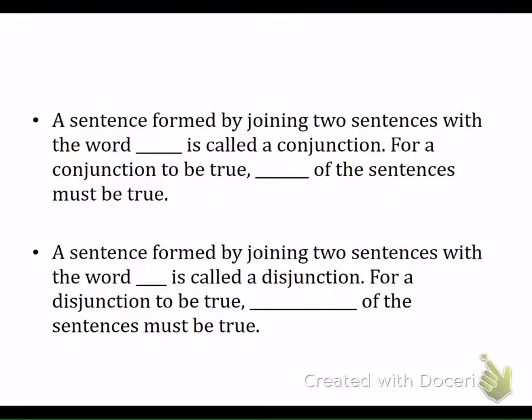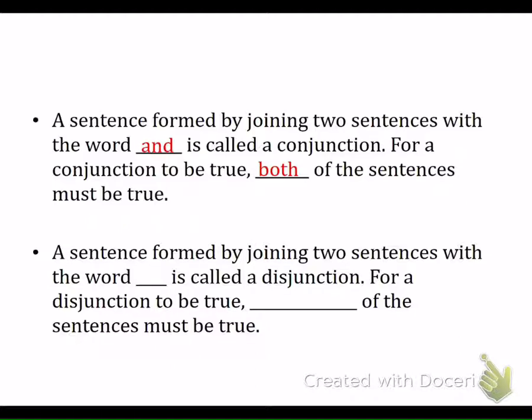This is in your notes, correct? Yes, so it says a sentence formed by joining two sentences with the word and is called a conjunction. For a conjunction to be true, both statements have to be true. So, for example, if you say, tomorrow I'm wearing jeans and a sweatshirt, you're wearing both, right? You're wearing jeans and a sweatshirt.